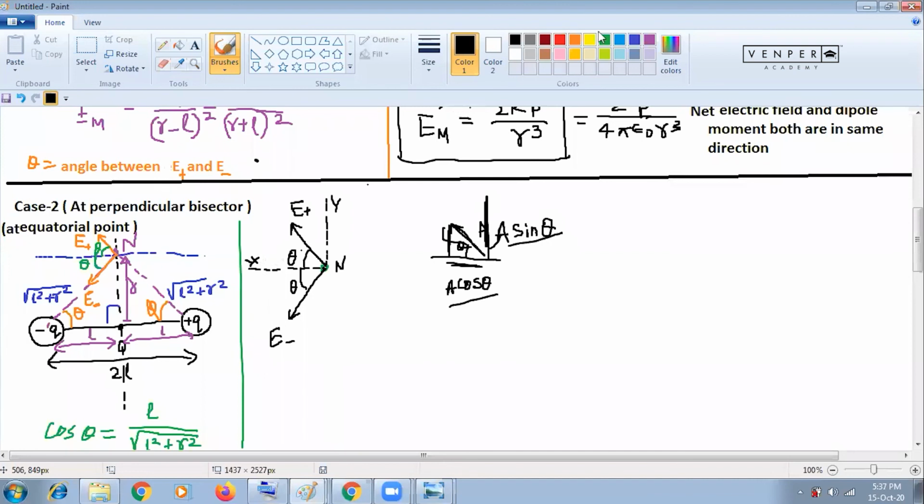So in the minus x axis there are two components of electric field coming. How much? One is E plus cos theta, and another is E minus cos theta. These two things are coming like this. And in the y direction comes E plus sin theta, and here it is E minus sin theta. And E plus sin theta and E minus sin theta will also be equal. I'll prove how that comes. I hope you are understanding here.